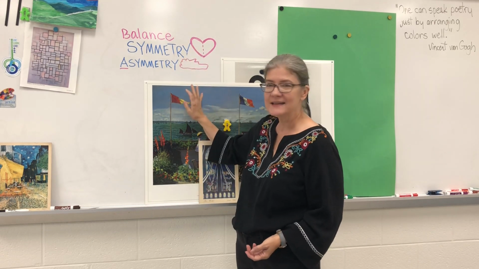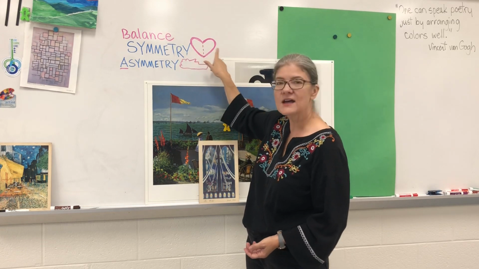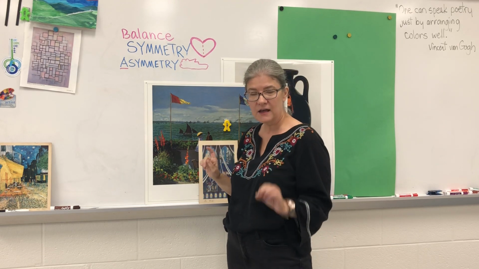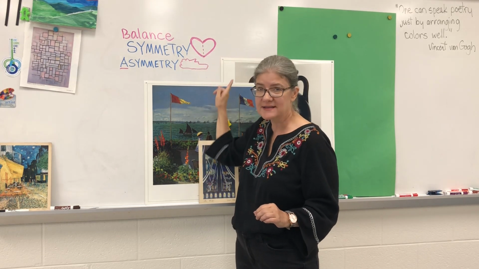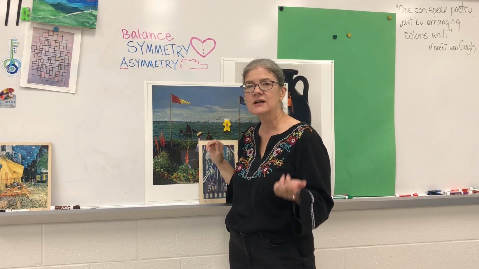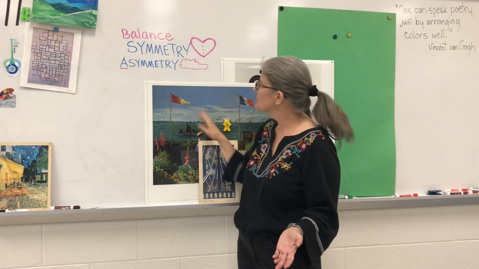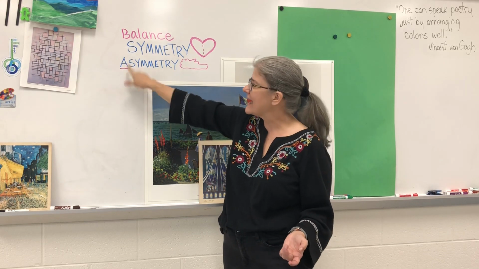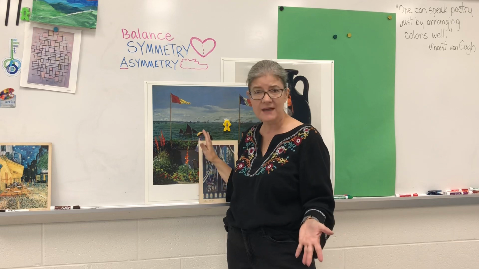There are two kinds. Symmetry gives us balance, like this heart. This dotted line is the line of symmetry. It is the same on both sides. Lots of things in the world and in nature have symmetry. Some things don't. That is called asymmetry. You just add an A in front of the word symmetry, and this means it does not have symmetry.